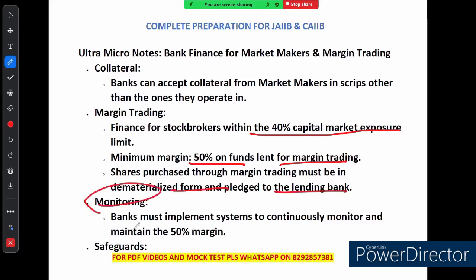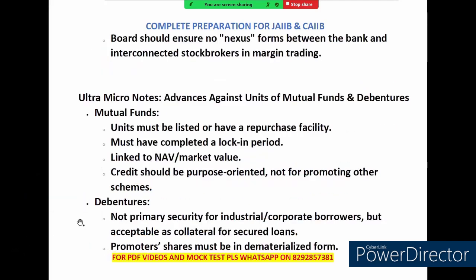The second thing is monitoring and safeguards. The bank must constantly monitor that the 50% margin is maintained. Additionally, the bank board needs to ensure that there is no improper relationship or nexus between the bank and the stockbroker when handling margin trading. Now let's talk about advances against units of mutual funds and debentures.